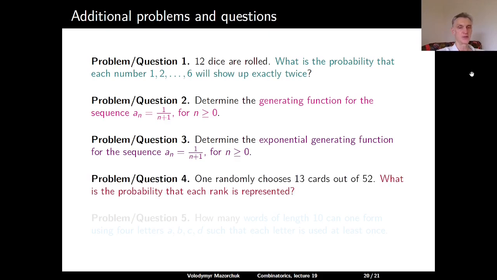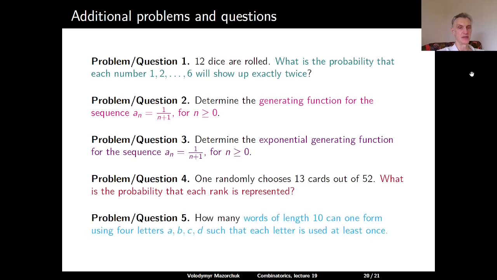Problem question 3. Determine the exponential generating function for the same sequence. Problem question 4. One randomly chooses 13 cards out of 52. What is the probability that each rank is represented? And problem question 5. How many words of length 10 can one form using the letters A, B, C, and D, such that each letter is used at least once?